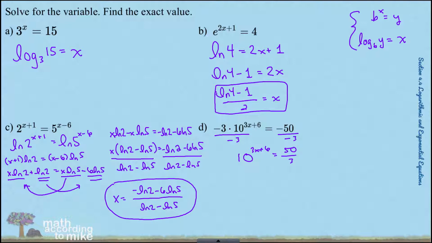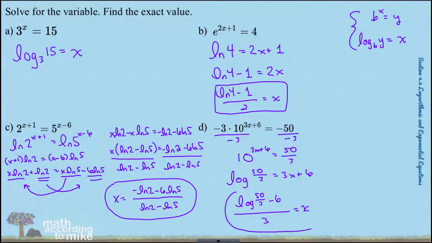Turn this into a logarithm. Since it's base 10, we need a base 10 log. So just log. Do not write base 10. Log of 50/3 equals 3x plus 6. And then to finish this one, we'll subtract 6. And then what do we do with that 3? We divide it. So our final answer is log of 50/3 minus 6, divided by 3.